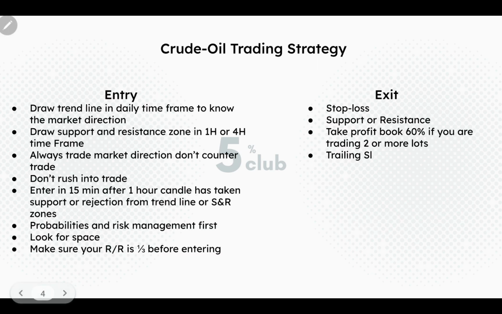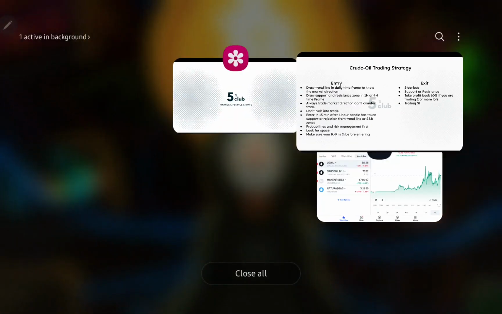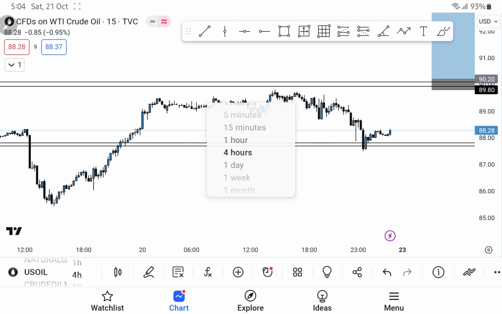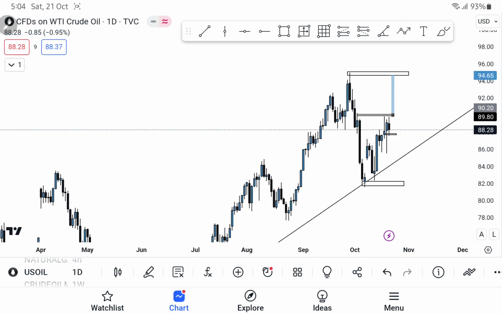So next, go to the slide, entry and exit. I'll tell you, draw trend line in daily time frame to know the market direction. We already drew it on daily time frame. Draw support and resistance zone in 1 hour or 4 hour time frame. You can draw support and resistance, or you can even draw trend line in 1 hour and 4 hour time frame. That is totally up to you. I draw both. Always trade market direction, don't counter trade. What does that mean? If in daily time frame the market is going up, you only buy, you don't sell.